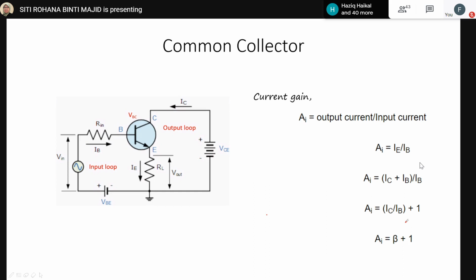So this can also be asked as a derivation part for the current gain. And why? Because IE equals IC plus IB can be applied to all types of BJT, whether PNP or NPN, whether common base, common emitter or common collector.